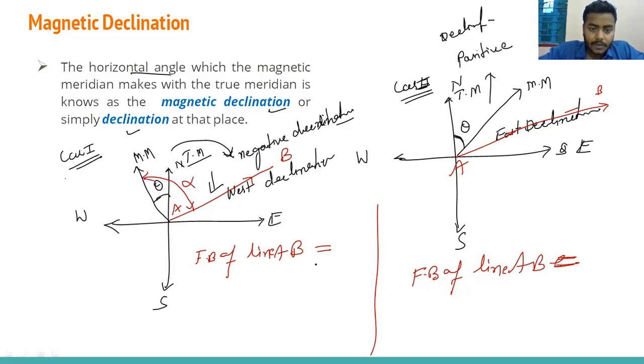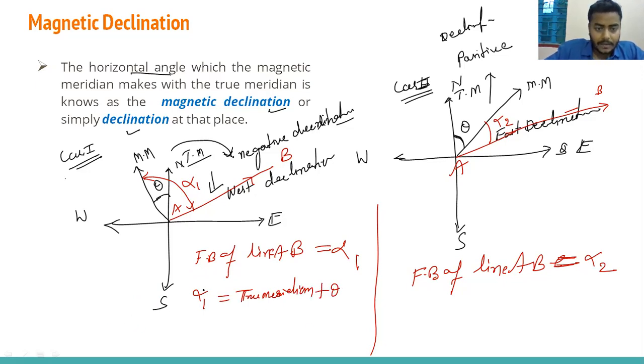Suppose this is alpha, so the bearing of the line would be alpha. In the first case just write alpha 1, and in the second case, from the magnetic meridian, we can write alpha 2. Now we can make one relation between magnetic meridian and true meridian. So what we can write here: alpha 1 is the true meridian plus theta.